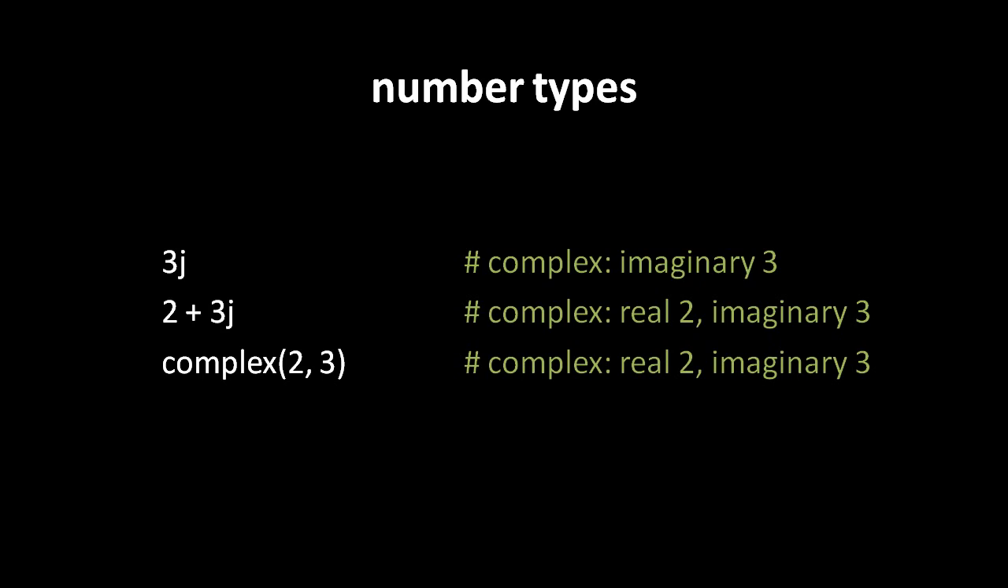In any case, if you then want to write a complex number with a real portion, then you just add a regular integer to the imaginary number, and that will return a complex number. Alternatively, if you write complex, which is found in the built-in namespace, and then pass the real portion as the first argument and the imaginary portion as the second argument, then that also returns a complex number.